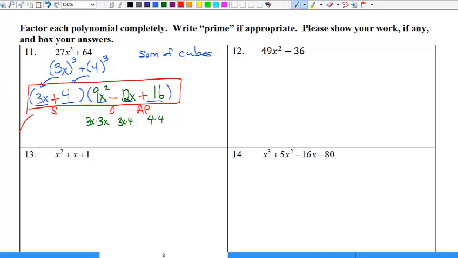The 3x plus 4 can't factor anymore, and the 9x squared minus 12x plus 16 can't factor anymore either. If it could have, it would have factored in the formula, and it didn't.